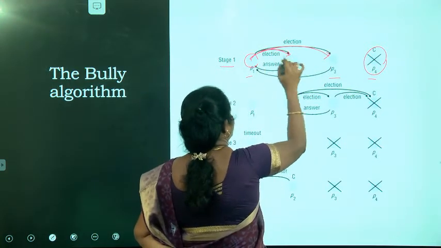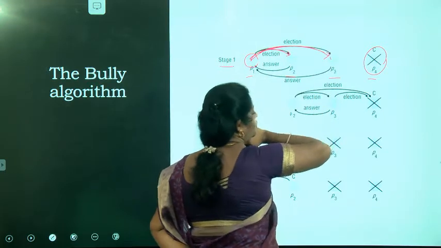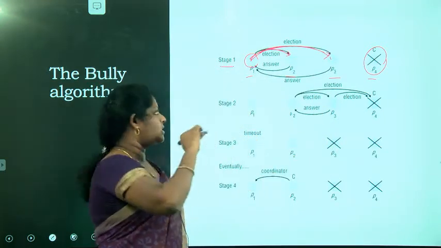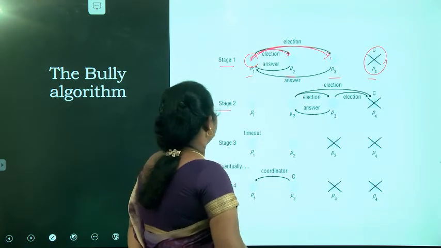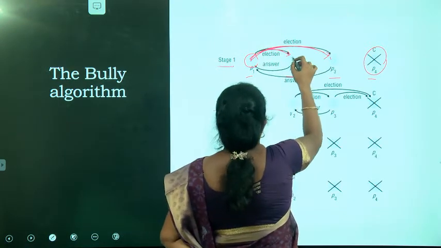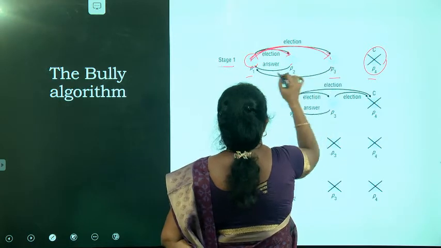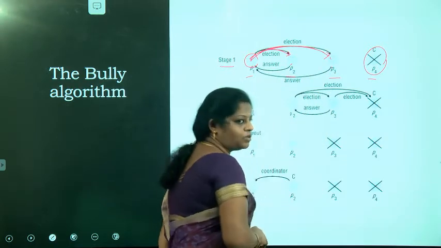So it is going to send the election messages to the remaining 2 processes. This is the first stage, stage 1. Coming to stage 2, these 2 are answering. What are they? P2 and P3 are answering to P1.